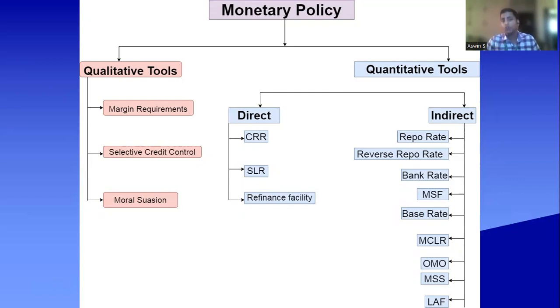The direct quantitative tools of the monetary policy are the CRR, that is the cash reserve ratio, the SLR, that is the statutory liquidity ratio, and the refinance facility. The indirect quantitative tools of the monetary policy include the repo rate, the reverse repo rate, the bank rate, the MSF. The MSF stands for marginal standing facility, and the base rate, the MCLR. The MCLR stands for marginal cost of funds based lending rate. The OMO, that is the open market operations. The MSS, that is the market stabilization scheme. The LAF, that is the liquidity adjustment facility.